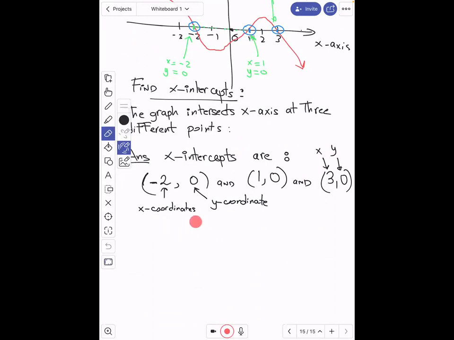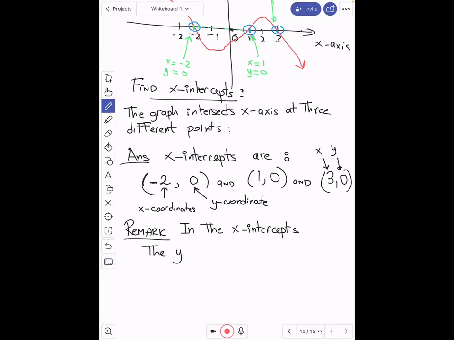So as a remark, in the final answer, in the x-intercept, the y coordinate, the output y, is always 0. And this is a really important remark. We're going to use this remark later to find the x-intercept using equations, okay? So the y coordinate is always 0 in the x-intercept.